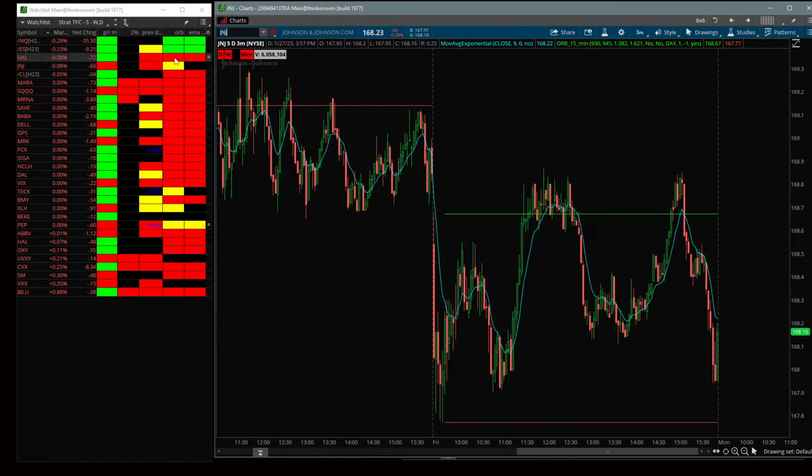But one thing you've got to keep in mind about these scans is they're not 100% real time. The way Thinkorswim scans is it's every couple of minutes. So it's every 3 to 5 minutes or so.